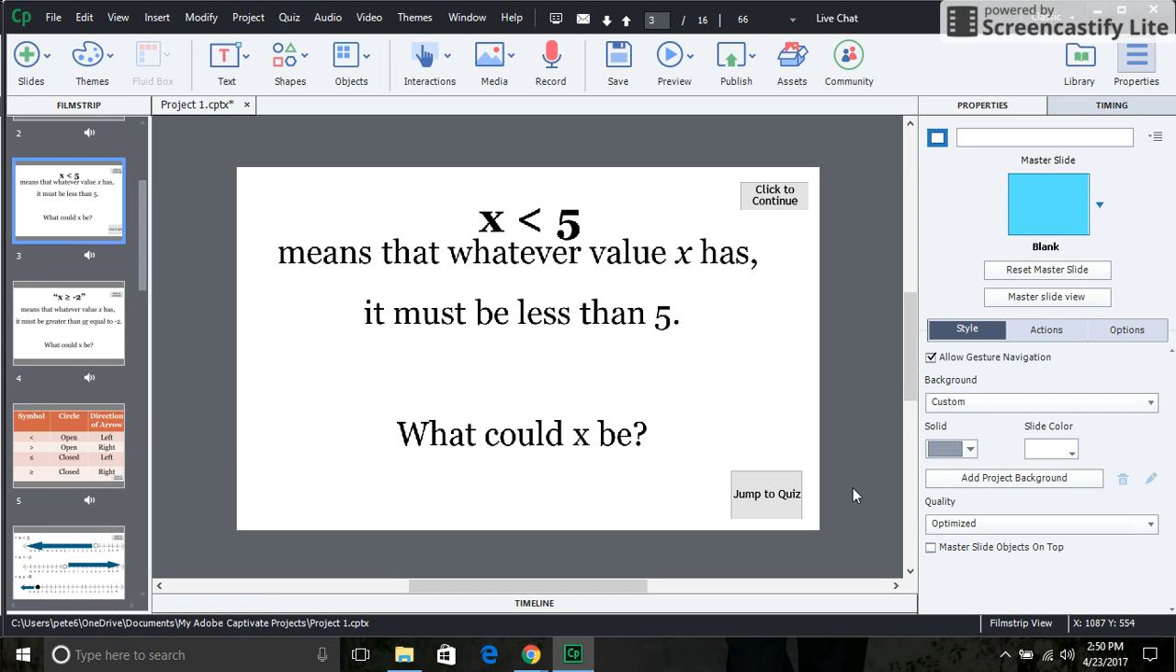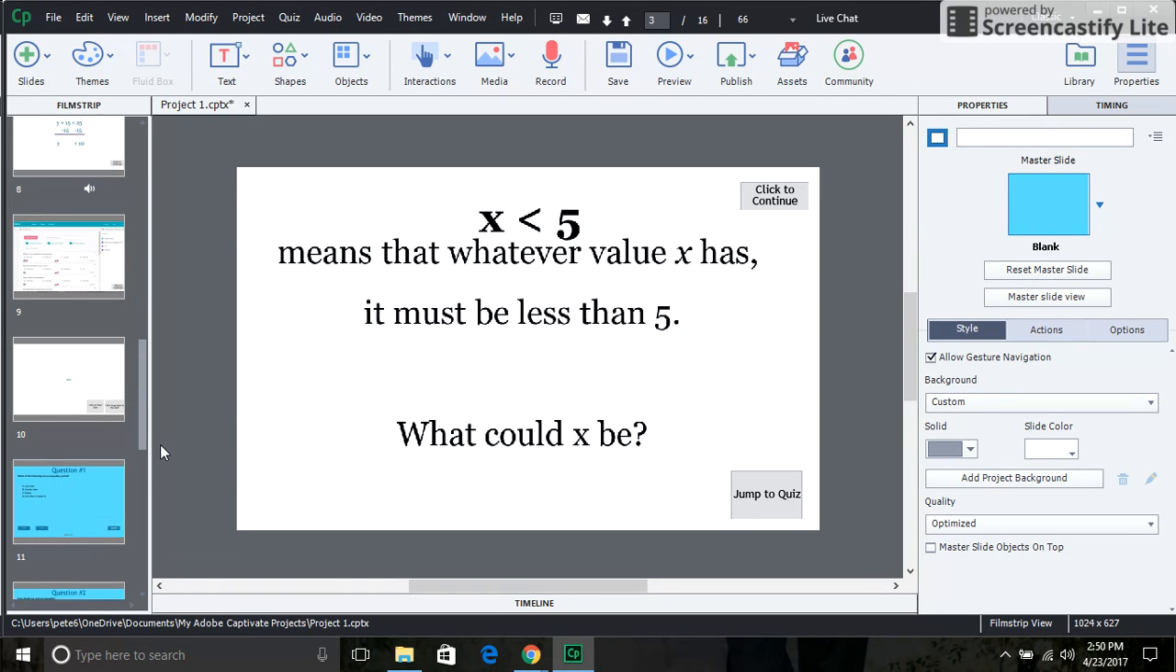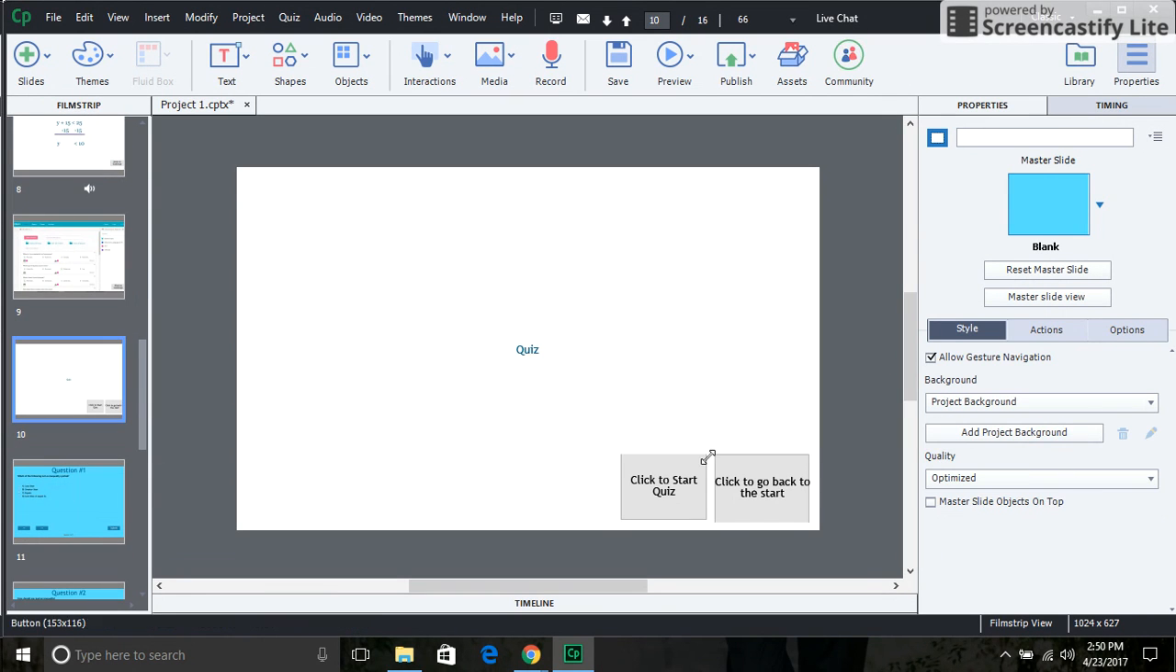another button here for jump to quiz. And then my other button is at the quiz screen where you could maybe start the quiz. Obviously, that's essentially clicking the next button. And then the other option would be to go back to the start of the presentation.